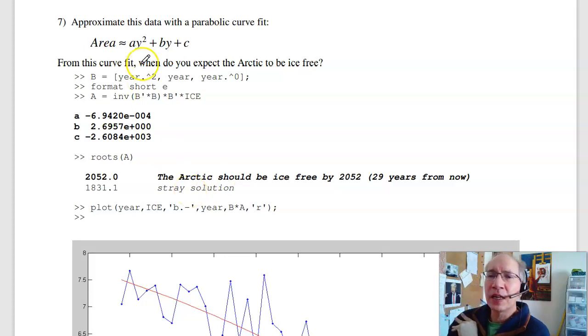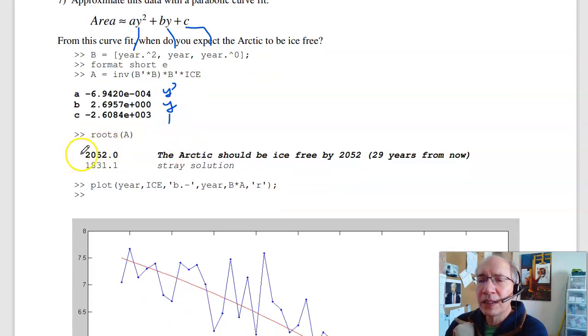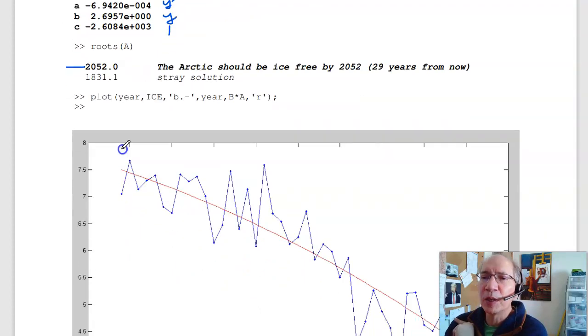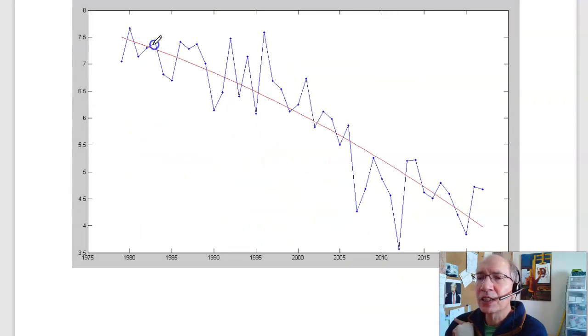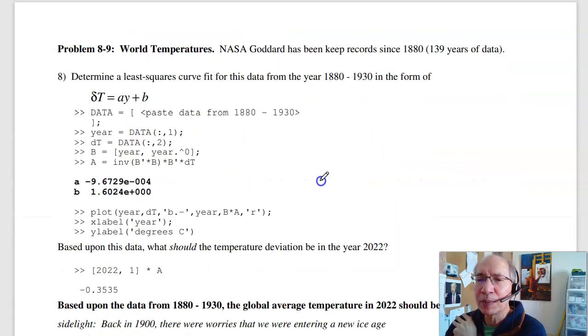To do that, it's really the same procedure as before. I choose my basis to be year squared, year, and 1. Do my least squares curve fit, and there's the coefficients times year squared, year, and 1. The roots of A, one solution is at the year 2052. About 29 years from now, the Arctic should be ice-free, assuming parabolic curve fit. And here's what the data looks like, the data versus the curve fit. So about 29 years, we can expect the Arctic to be ice-free.